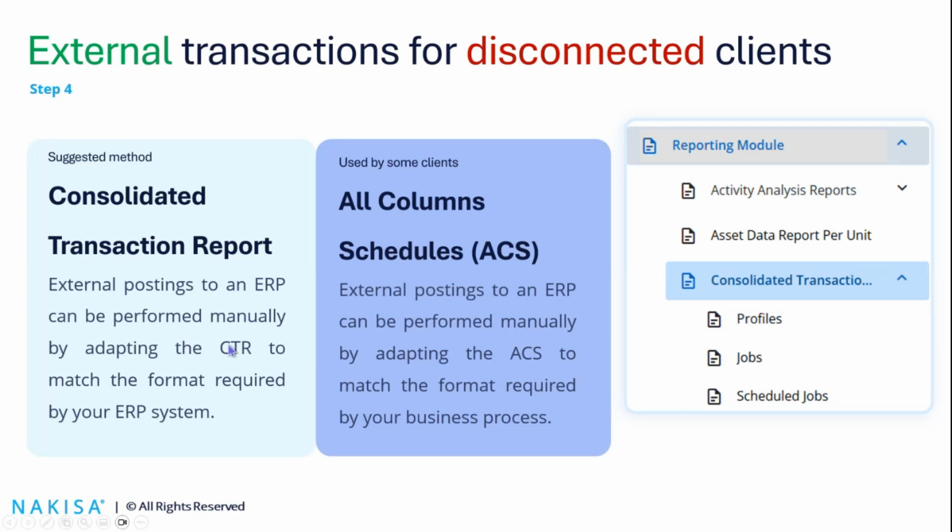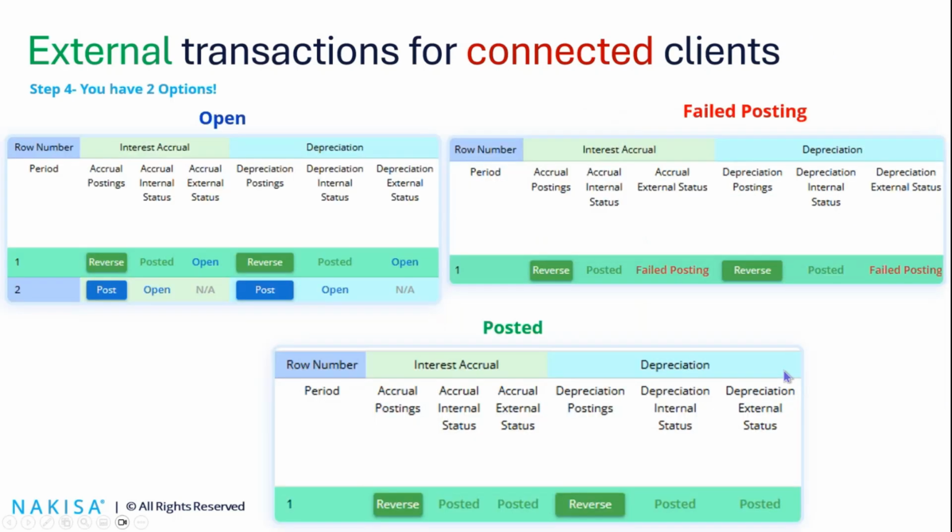So you can change the CTR report, you can modify it, and in the coming releases you can also use our dashboards eventually to customize and add on and remove some columns if you want. Some clients are actually using this. I know they're using the all column schedules to again adapt it to what they are required for posting in their current ERP system. So the consolidated transaction report can be accessed from the reporting module on our Nakisa Financial Suite.